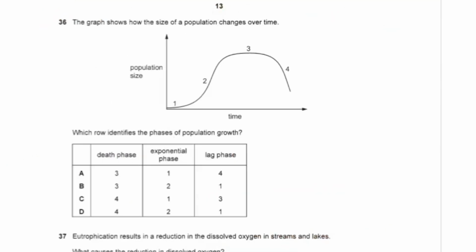Alright, so moving on to the next question. The graph shows how the size of the population changes over time. What comes to the question? Which row identifies the phase of population growth? So looking at it very closely, you see that A is called the lag phase. We are going to explain it in the next video because we don't want to make this too long. Number 1 is the lag phase, but in the lag phase, they're just getting acclimatized. The organisms are just getting used to the system, so that's why nothing much is happening there.